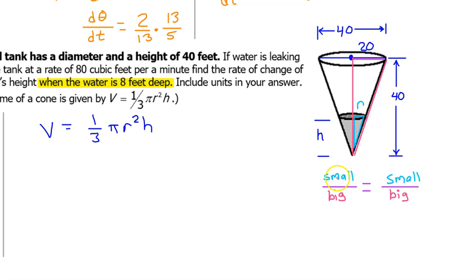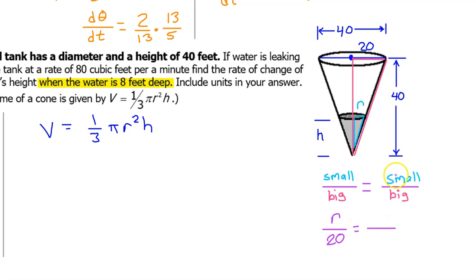So let's set up our first small divided by big. R is a length from the small triangle, and the corresponding length on the big triangle is 20. Not 40. A common mistake is for kids to plug in 40 right here, but we are talking about the radius of the circle, so it's 20, not the 40. Anyway, small over big is r over 20.